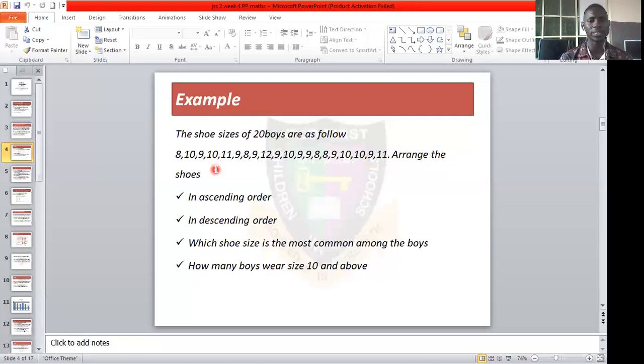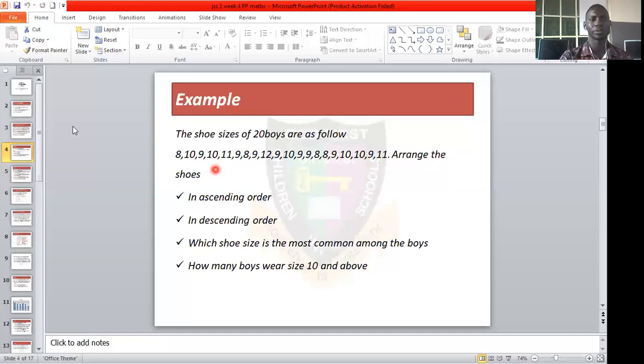So let us look at the increasing order. The least number here is 8, so we pick the numbers that are 8 and arrange them. The next highest number is 9, then 10, then 11, and the next is 12, which is the highest. From the least to the highest is called the ascending order. For descending, we pick from the highest, 12, down to 11, down to 10, down to 9, down to 8, which is the lowest number.